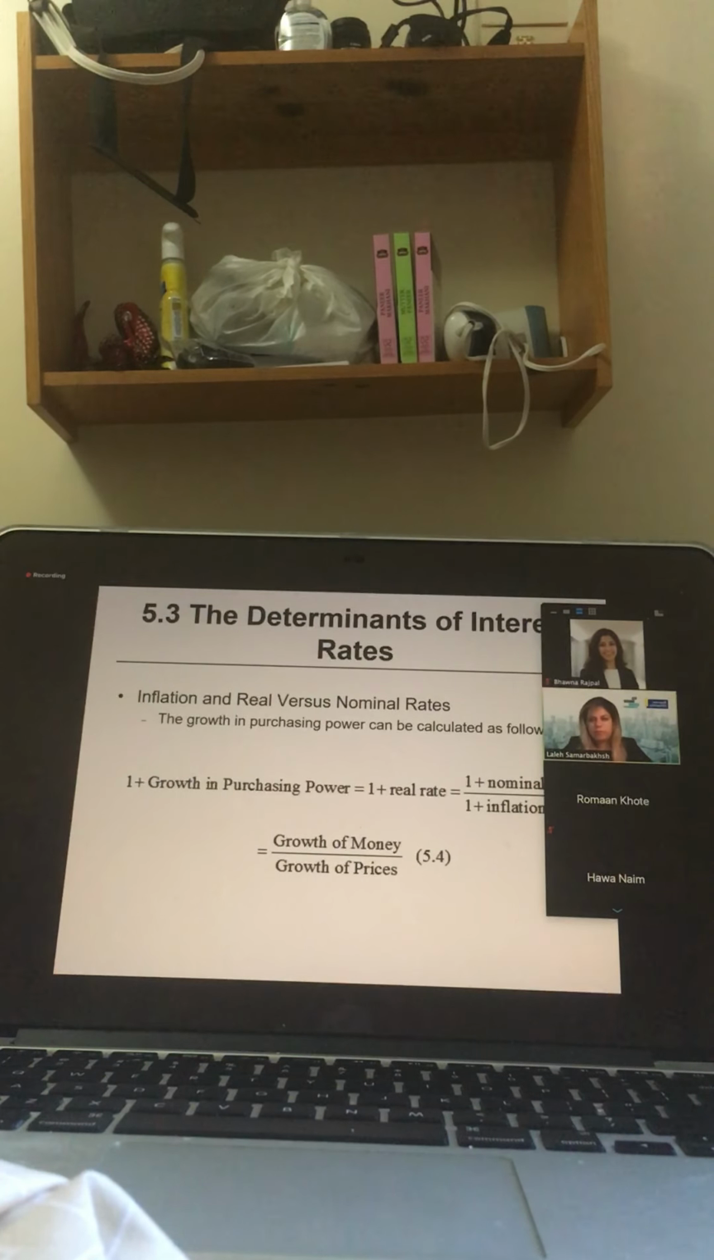So that's the equation from your textbook, but it's also the same equation that I showed you already. So if you just multiply these three, you're going to get the same thing. Remember? This is your 1 plus real. This is your 1 plus nominal. This is your 1 plus inflation, right? So 1 plus small r for real, times 1 plus inflation equals 1 plus capital R for nominal. It's the same formula.